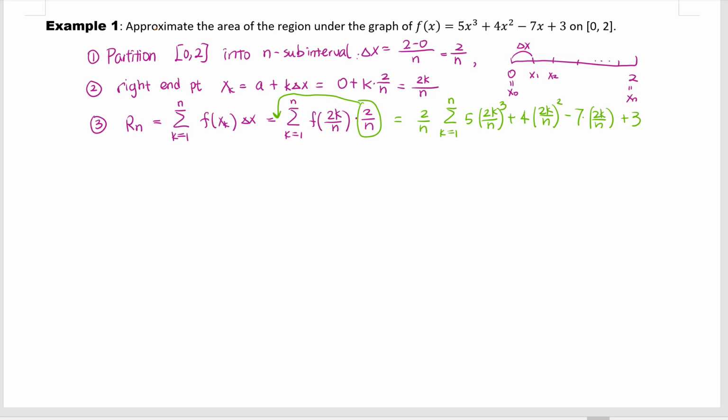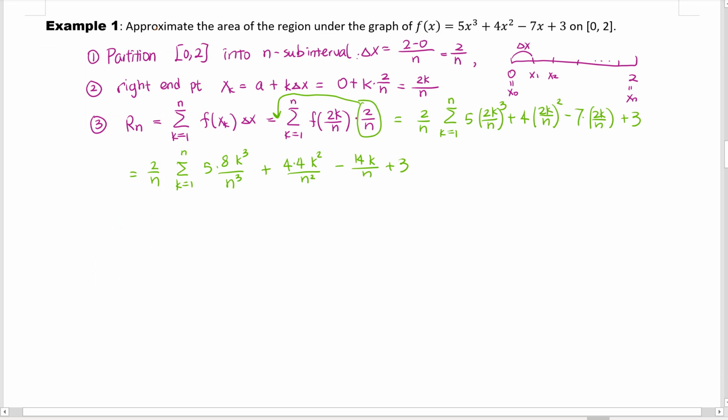Now let's simplify it. So how do we simplify? Okay, so let's see. So 2k over n cubed, let's split. We get 2 cubed is 8, we have k cubed over n cubed, right? And then the next term we have 4, 2 squared is 4, and k squared over n squared. Minus 7 times 2 is 14, 14k over n, plus 3. Okay? So we move the exponent into each of the factors. Okay, so what do we do next?